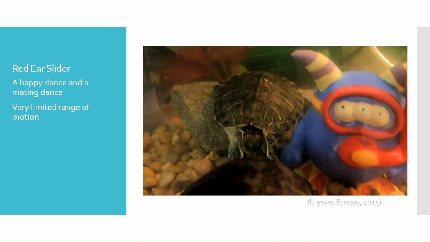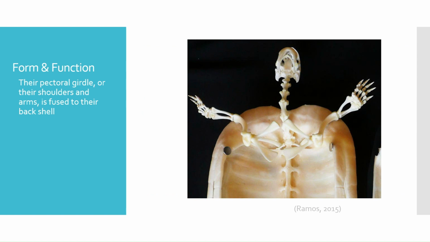This is due to their pectoral girdle, or their shoulders and arms, being fused to the back of their shell, or also what is known as their vertebrae. Because their vertebrae has been fused together to form the inside layer of the shell, the pectoral girdle has also been fused towards it. This limits their range of motion, but allows them to be well protected.